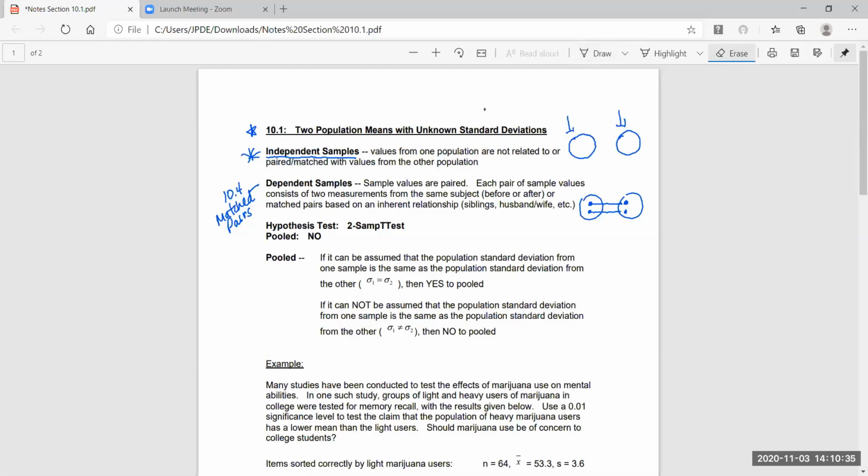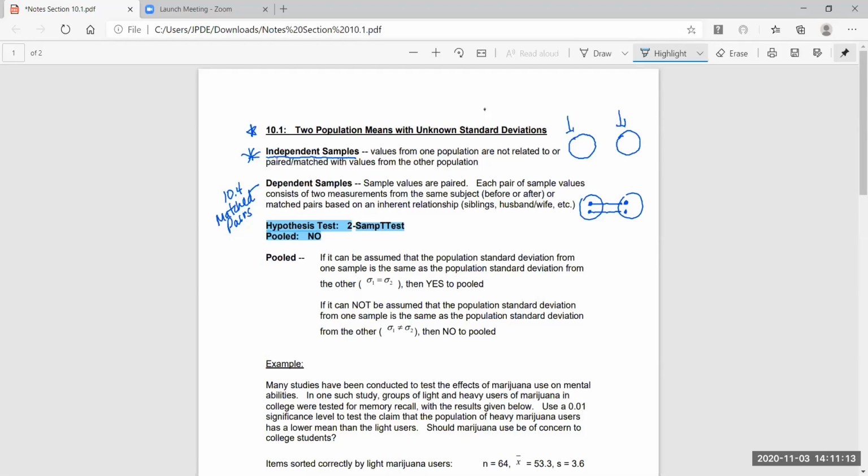In this section, you are going to be doing a two-sample t-test. So just like when we were talking about one mean, we did a one-sample t-test or just a t-test. Now we're going to have two samples that we're comparing to each other. So it's going to be a two-sample t-test. There's going to be something in the calculator that asks whether the sample is pooled or not. And we're going to always say no.